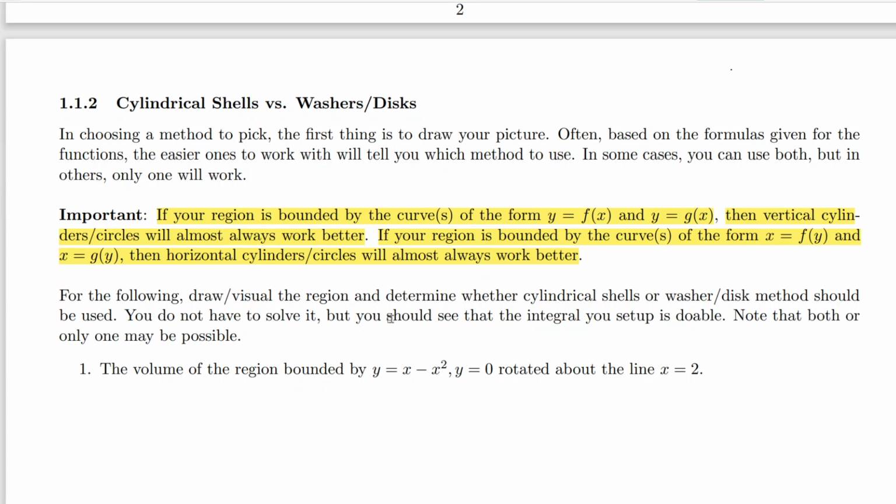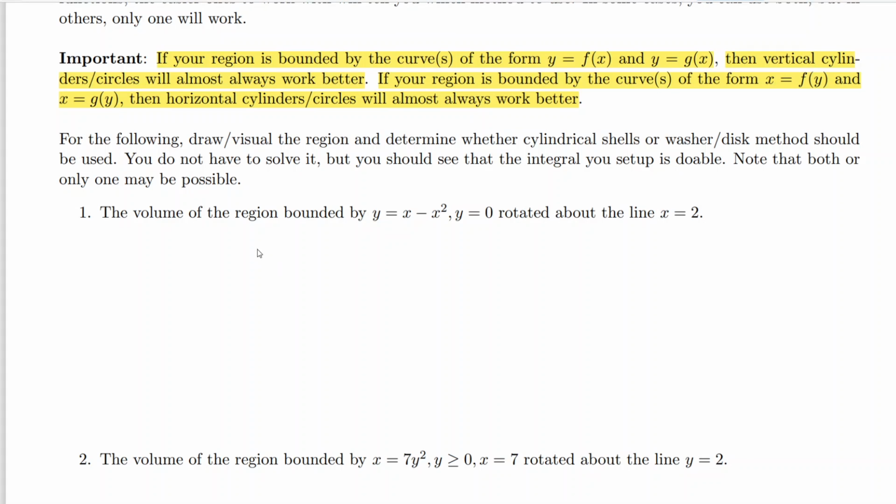But if you still use the parallel thing for shells and the perpendicular thing for the washer or disc method, then it should help a lot. So all we're going to do in these three problems is look at the region that we're bounded by. We're going to look at the line we're rotating about, and we're just going to say, should we use cylinders or should we use the washer or disc method? That's all we want to do in this section. And with that, you really just go through these two things.